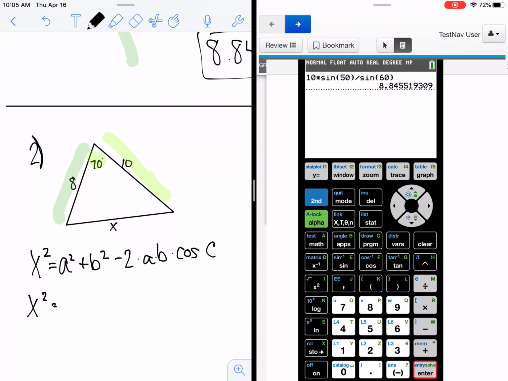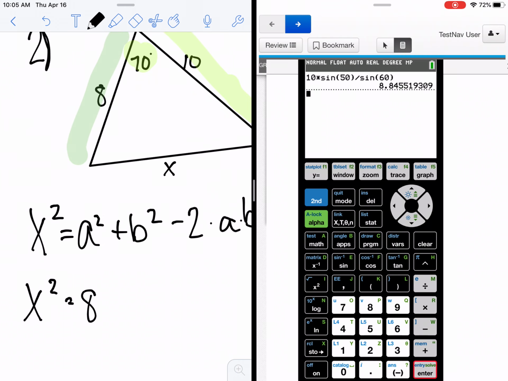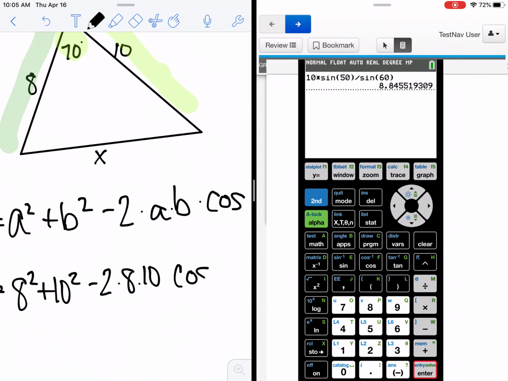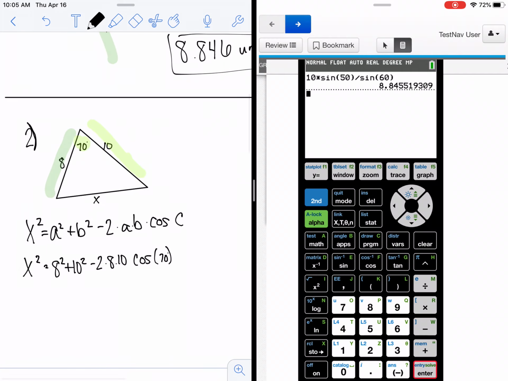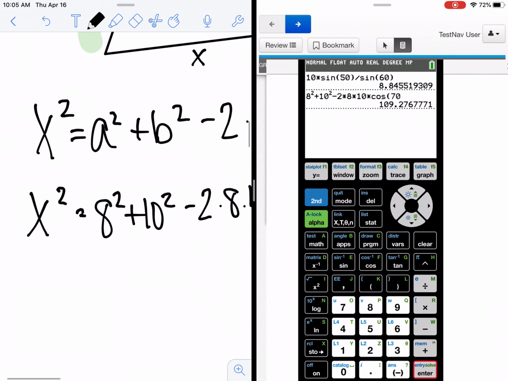So I'm going to go ahead and plug this in. It doesn't matter whether 8 is a or b. So I'm just going to go ahead and do 8 squared plus 10 squared minus 2 times 8 times 10 times the cosine of that angle, 70 degrees. Then I'm going to go to my calculator and type that in one long string: 8 squared plus 10 squared minus 2 times 8 times 10 times the cosine of 70. And I'm going to write down what x squared equals.